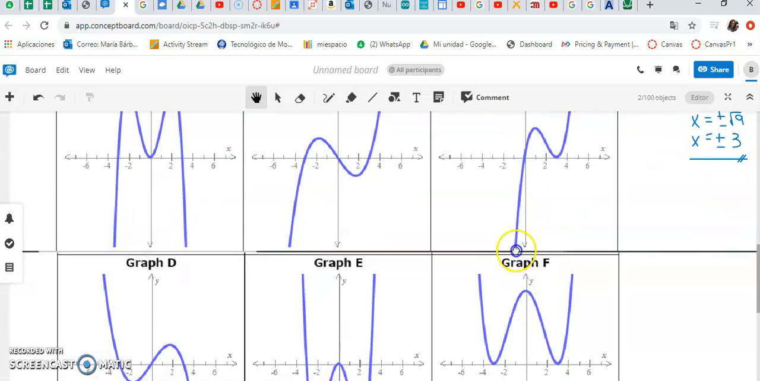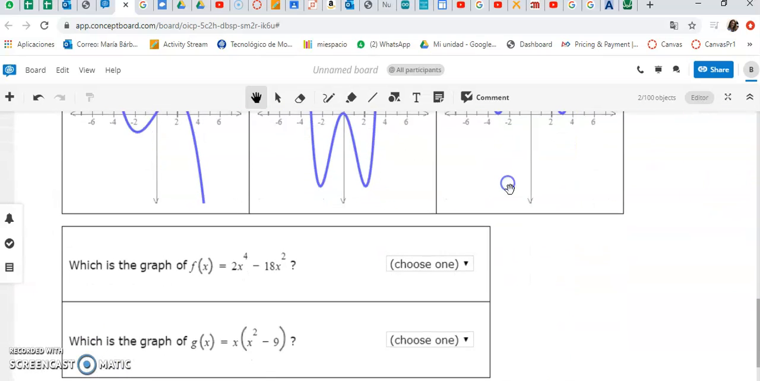Okay, dear students, and that's the way you are going to solve it, as you can see here below. It says which is the graph of the first function, and here you have to choose. It is going to say graph A, graph B, and so on, and that's the way you are going to give your answer.